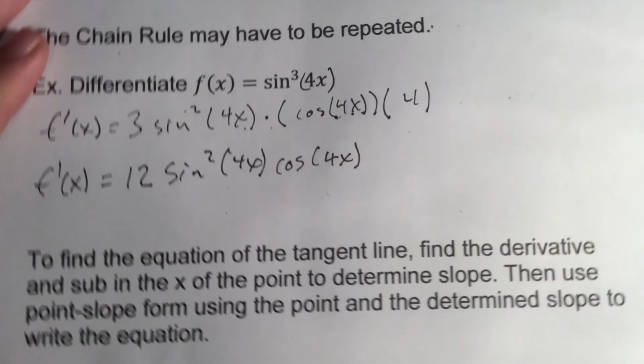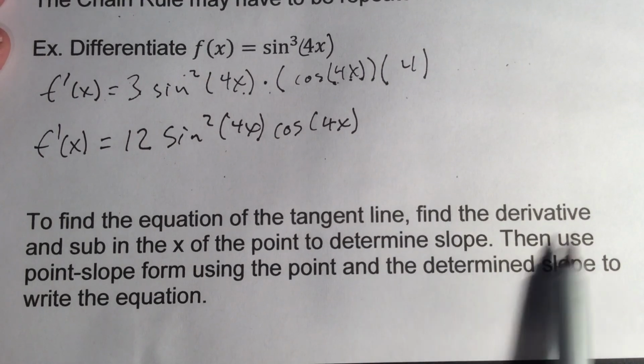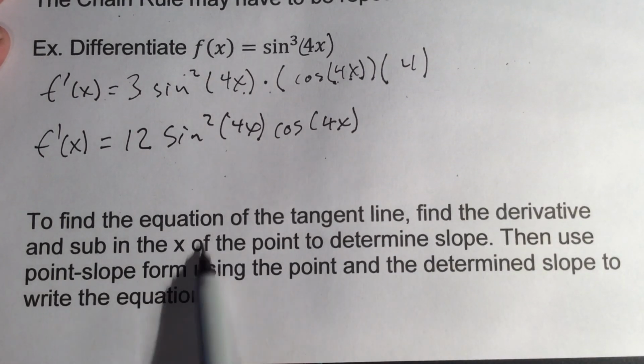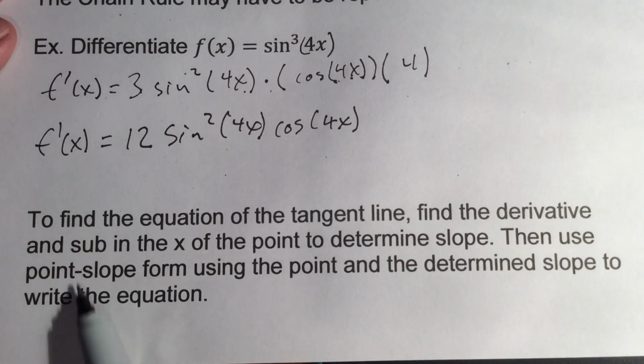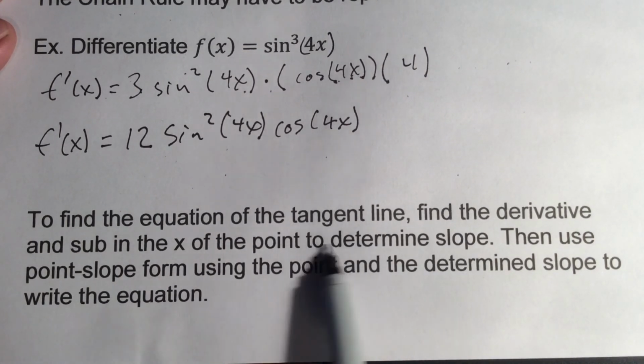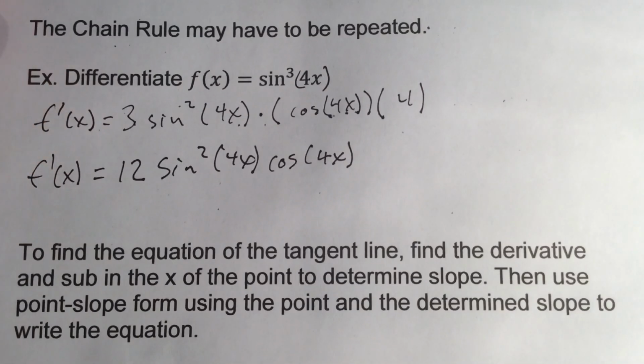Now, there may be problems where you have to find the equation of the tangent line using this. So again, you're going to do the derivative. Whatever x they give you, you'd put that in, and that'll give you your slope. And again, use point slope form using the point they give you and then the slope that you found to write the equation. So, questions on this, please let me know.